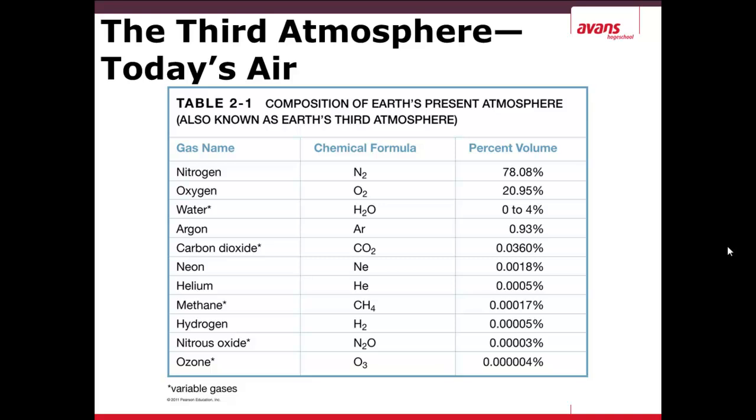And now, today's atmosphere, we call it the third atmosphere, its composition we have measured. It's approximately 78% nitrogen, 21% oxygen, between 0 to 4% water and variable gases, and then argon, less than 1%, carbon dioxide, and then trace elements: neon, helium, methane, etc.